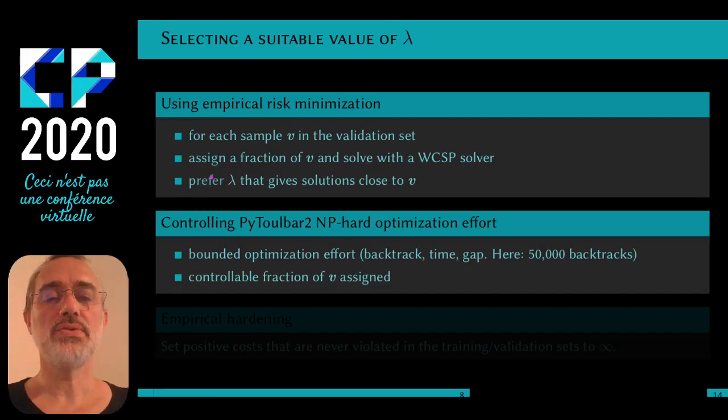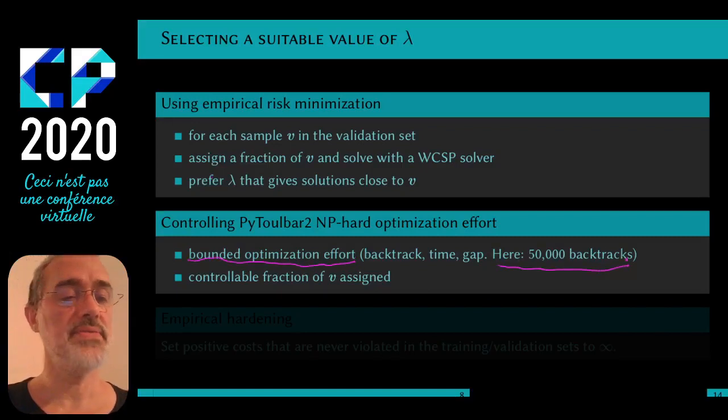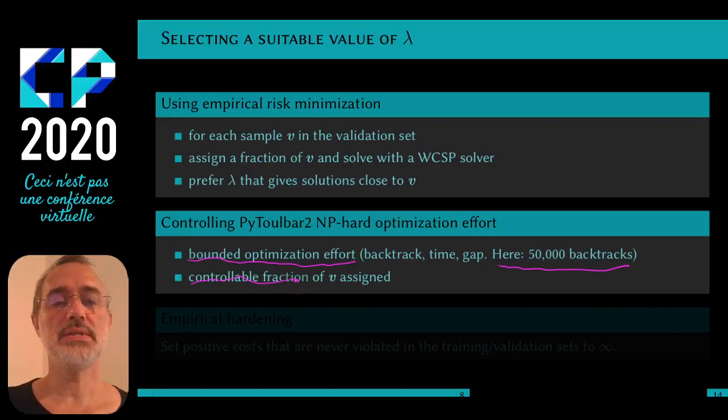Obviously, this requires solving a bunch of NP-hard optimization problems, and to avoid spending too much time in this loop, we simply use two tricks. The first one is to bound the optimization effort, and we bound the number of backtracks, 50,000 backtracks at most. And the second way to bound the effort we spend on this is to assign a larger fraction of V. Essentially, the larger the fraction of V you assign, the less work you have to do to complete it. And the gains are exponential, so it's easy to tune.